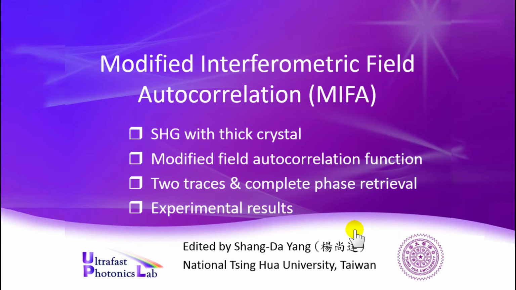Okay, you have studied field autocorrelation function before, right? In lesson 5, but this is something new. And introducing why if you measure 2 modified field autocorrelation functions, you can reconstruct the spectral phase function. And finally, some experimental results.